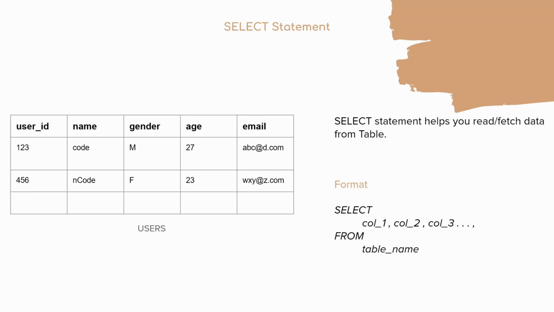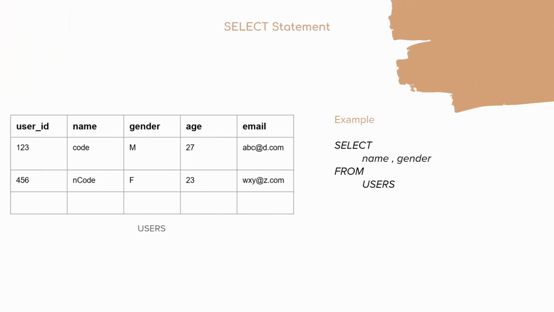As simple as that. Let's take a look at some examples. A simple one would be select name, gender from users. As you can see, name and gender are two fields of this table, so I only want to read name and gender, no age, email, or user ID. The output would look something like this: only two columns, name and gender. In the first row, you get code and M, and in the second row, you get N code and F, right?